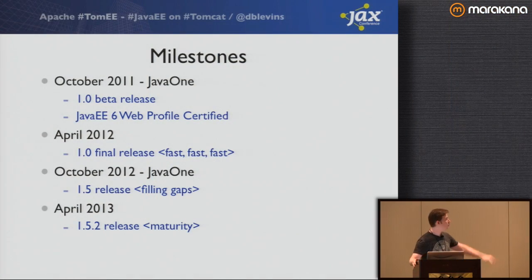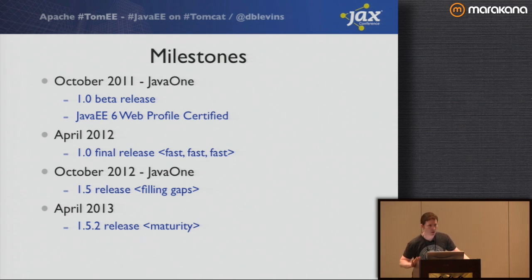So some interesting, fun things about where TomEE came from. We announced it in 2011 at JavaOne. That was the very first certified server that we had. That was the first release, and the first time we passed the JavaEE TCK. We announced it at JavaOne, and we got a really big response from that. In April, we did our 1.0 final release. We did a lot of performance tuning between the beta and the 1.0. But the first iteration was focused on feature complete.